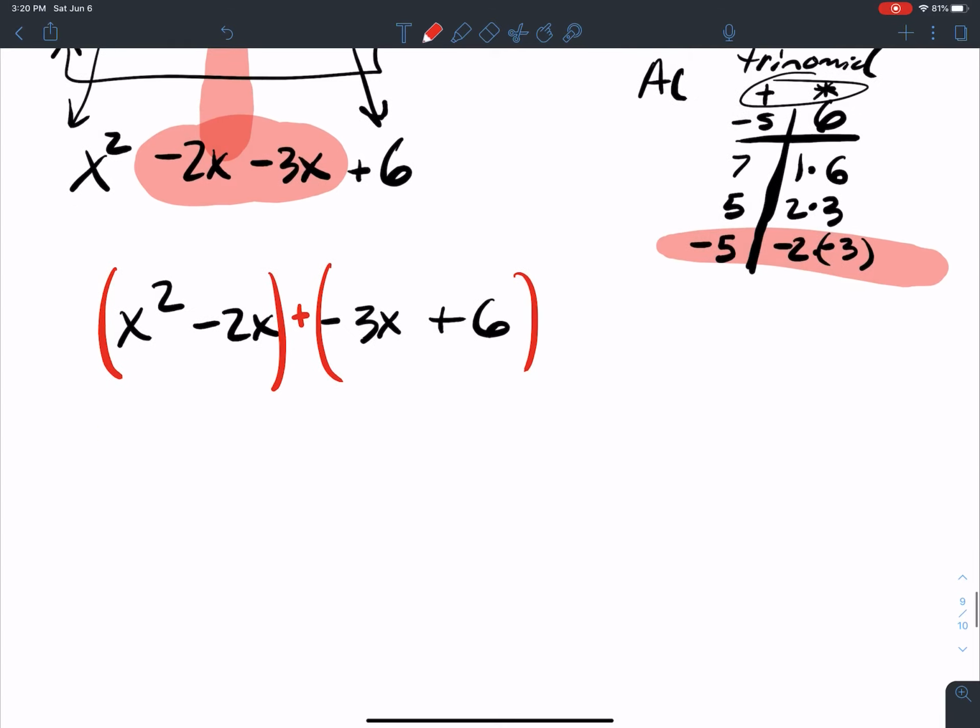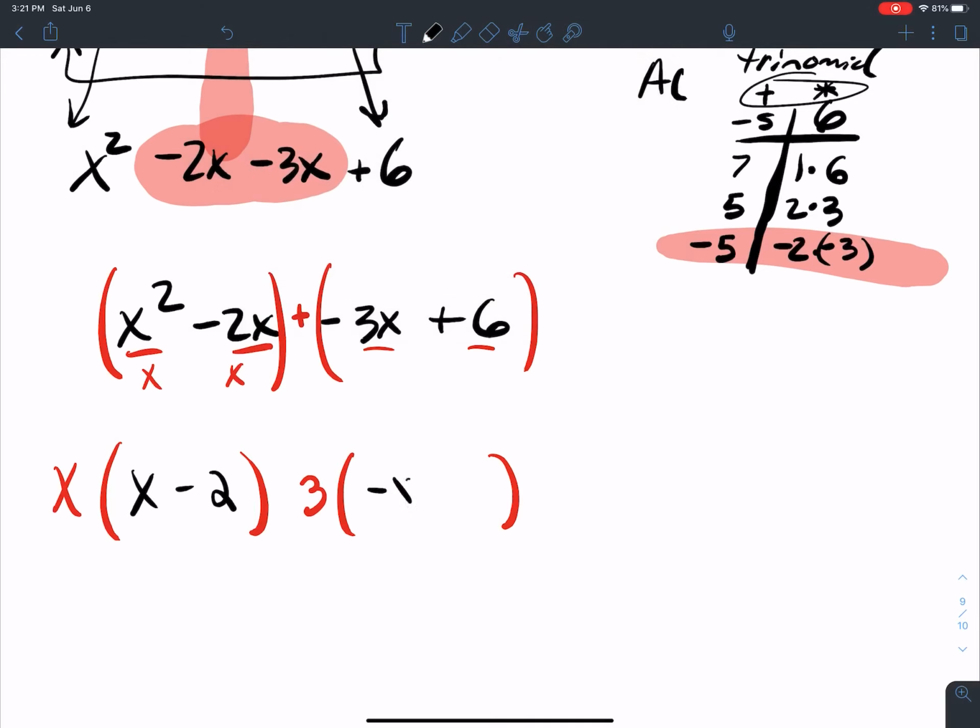Now what? What's in common between these two? There's an x in common, and that's it. So I pull an x out, and that leaves me an x minus 2. And then here, what's in common between those two? It looks like a 3. Now, say I pull a 3 out. Okay, say I pull a 3 out. What is that going to leave me? That leaves me a negative x. So if I pull the 3 out, it leaves me a negative x and then plus 2.